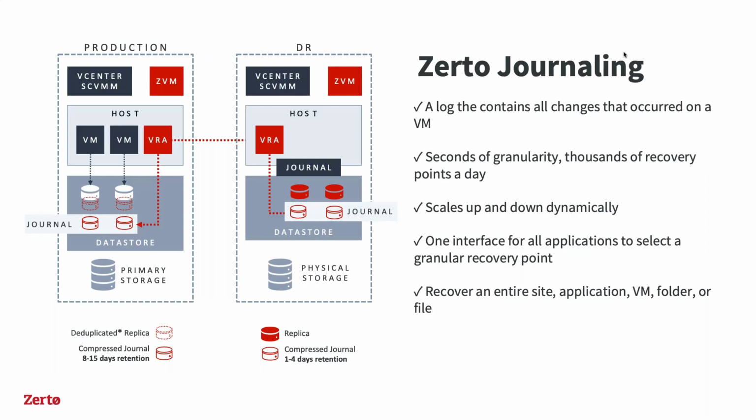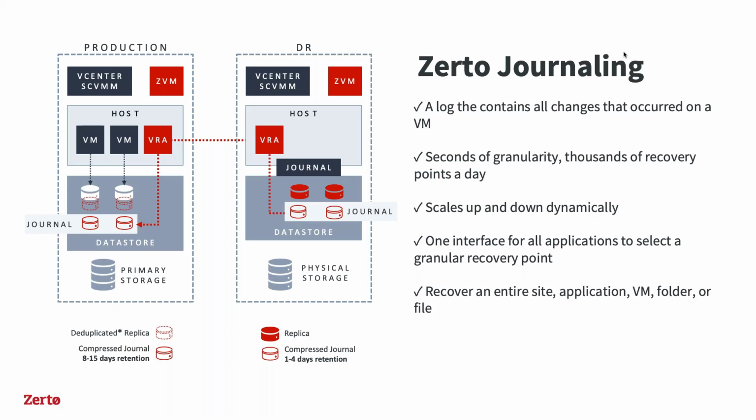And the way that that works is what makes our journaling special. You have a local journal that's compressed, and you also have a remote journal that's at your DR site. Now, this journal at Zerto, we would describe simply as a log that contains all of the changes that have occurred on a VM. Think of the checkpoints.